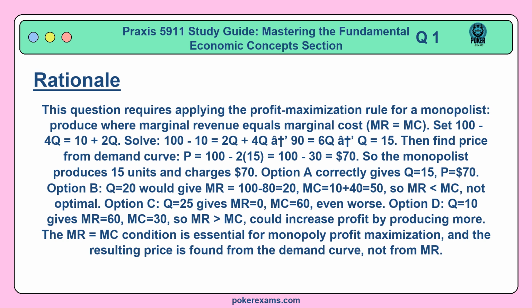So the monopolist produces 15 units and charges $70. Option A correctly gives Q equals 15, P equals $70. Option B, Q equals 20 would give MR equals 100 minus 80 is equal to 20, MC equals 10 plus 40 equals 50. So MR is less than MC, not optimal. Option C. Q equals 25 gives MR equals 0, MC equals 60, even worse. Option D. Q equals 10 gives MR equals 60, MC equals 30. So MR greater than MC, could increase profit by producing more. The MR equals MC condition is essential for monopoly profit maximization, and the resulting price is found from the demand curve, not from MR.